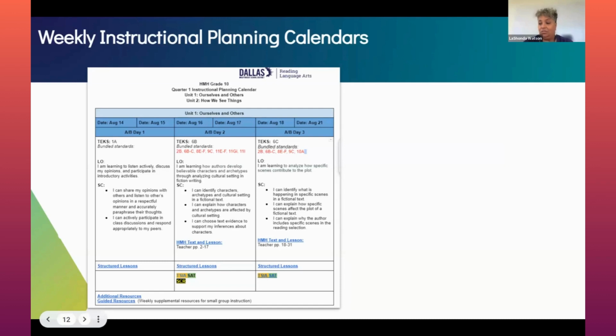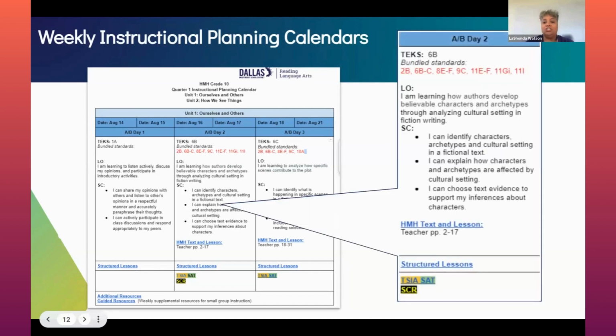So these documents include dates, the focused and bundled TEKS, learning objectives, success criteria, and links to structured lessons for those instructional days, which you can see here. Also, what is linked are embedded supports for TSIA and SAT. And also, anytime students have a reading or writing SER, that is also linked for that day as well.